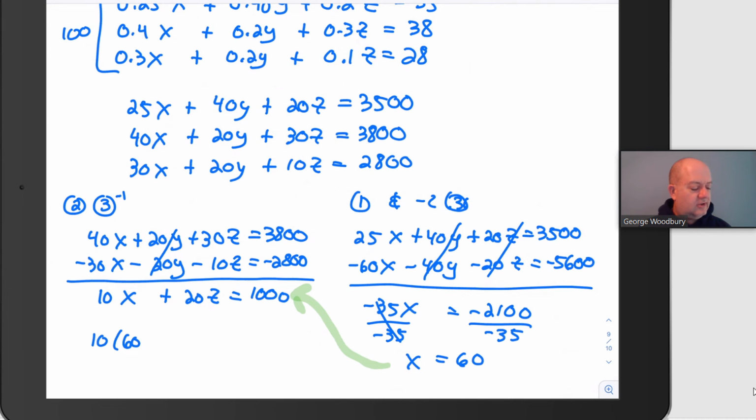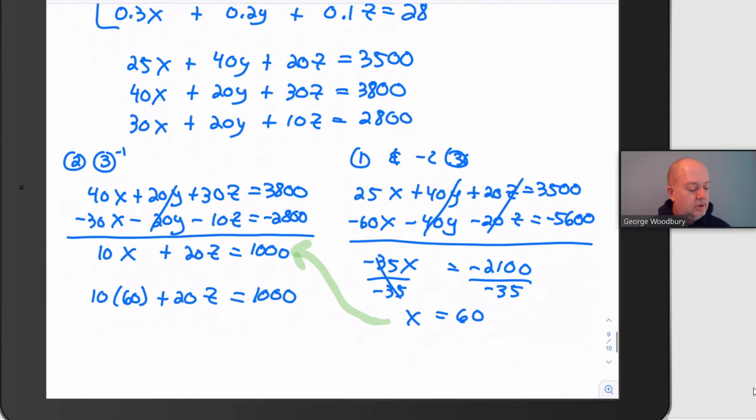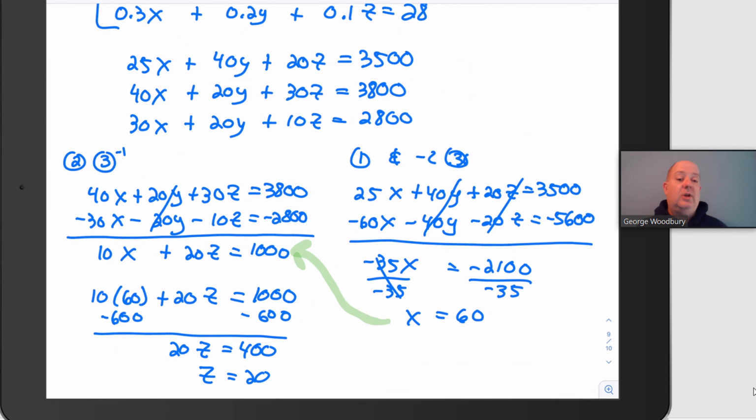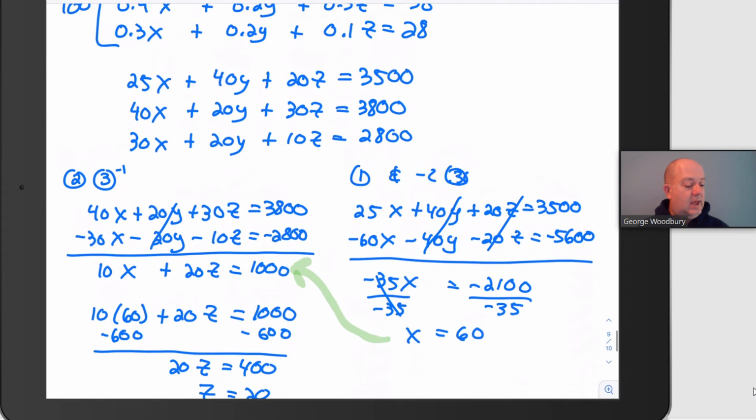10 times 60 plus 20z equals 1,000. 10 times 60 is 600. Subtract 600 from both sides. 20z equals 400. Divide by 20. You get z equals 20. So all I need now is y.